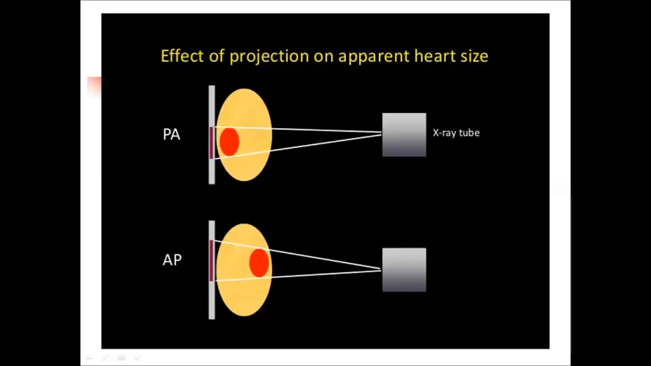In posterior anterior position, the size of the heart on the film on the detector corresponds to the real size, and when we change position to anterior posterior, the heart appears bigger than it is indeed.